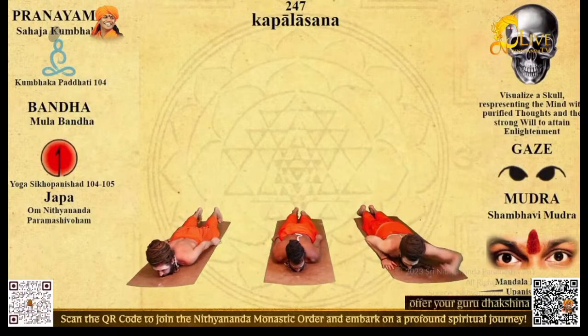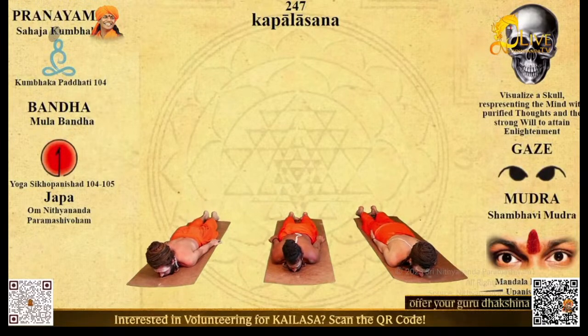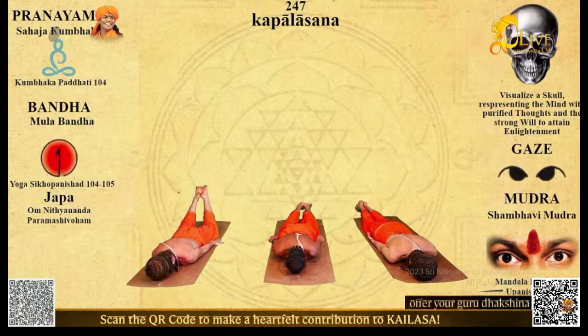Next up is Kapalasana. As you lay on your belly with your arms at the side, palms facing down, keep your forehead on the ground, your chest on the mat, and lift your legs up together. As you visualize yourself as a skull representing the mind with purified thoughts and the strong will to attain enlightenment in Kapalasana.